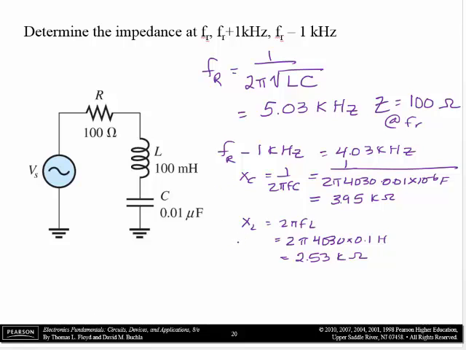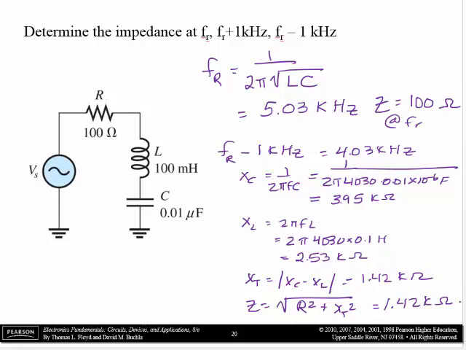So XC is bigger than XL. At 1 kilohertz below the resonant frequency, we expected the circuit to be capacitive. It truly is capacitive. So we can find X total, the absolute value of XC minus XL. Subtract the two, and we will get 1.42 k ohms. And we can find Z. Z equals the square root of R squared plus X total squared. And when I do that, I get 1.42 k ohms again, coincidentally.